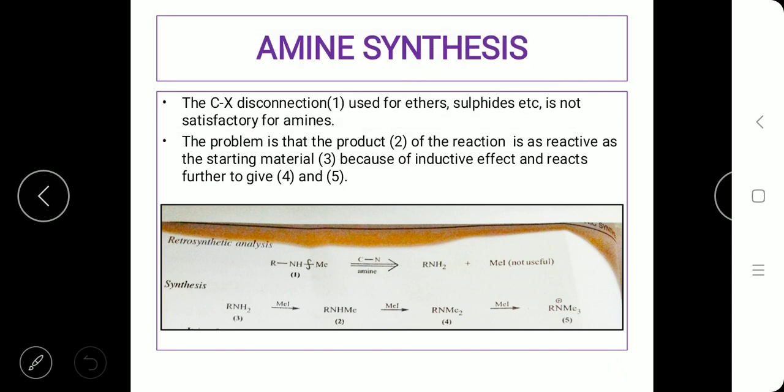and 5. So here you can see how the first product is as reactive as the starting material. The first product which is obtained is as reactive as the starting material, and this can further react to give 4 and 5. So it is not that a final product is obtained, but this is going to be a continuous process, wherein it can lead to byproducts and not a desired product.